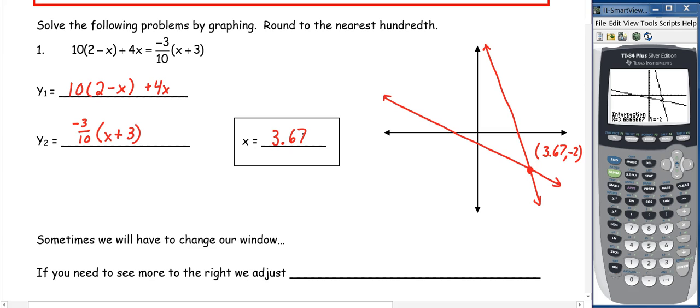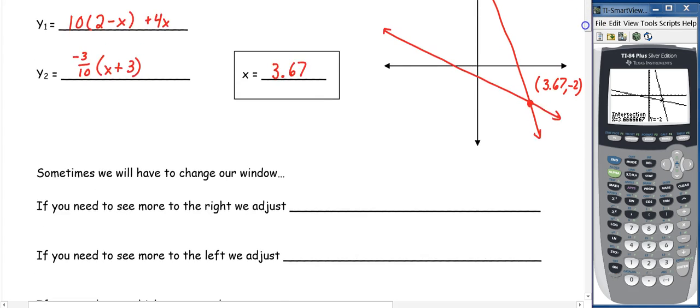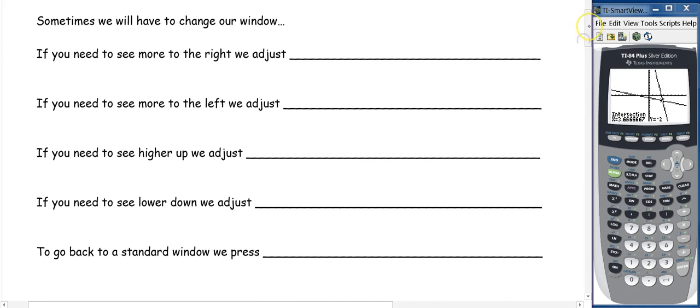Now, while this one fit in the window and we could find our intersection, sometimes we have to adjust the window. So if we look at our graph and we see it's going to the right, but it's off of our screen, this means that we need to adjust by changing our x max in the window.